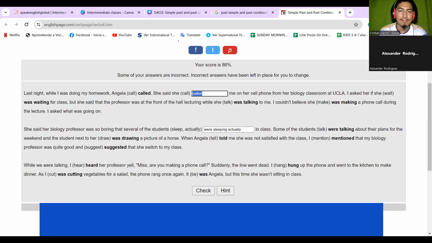Yeah, I guess it's either way though. So, she said that she was calling me on her cell phone from her biology classroom. Okay, she was calling me. And what about the next part? Let me tell you that that part is correct. I mean, it's correct talking about the grammar tense. The correct tense is past continuous. But the order of that sentence is not correct, okay?